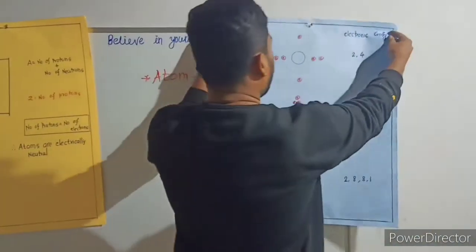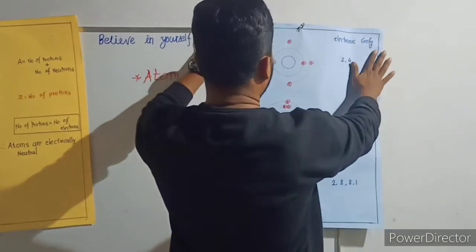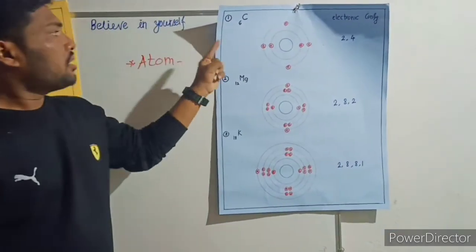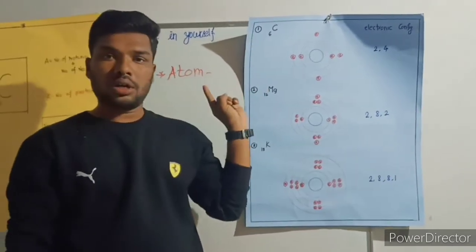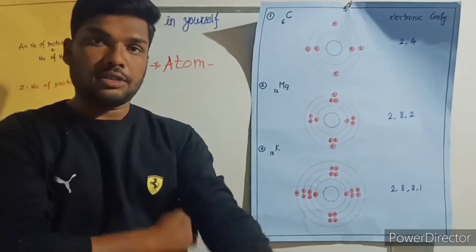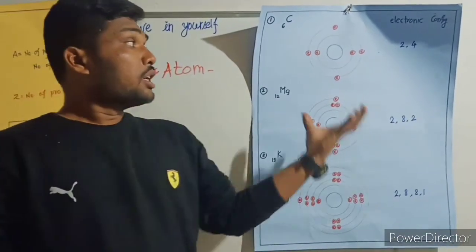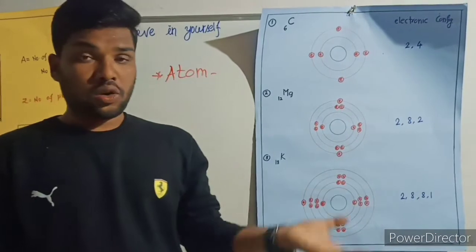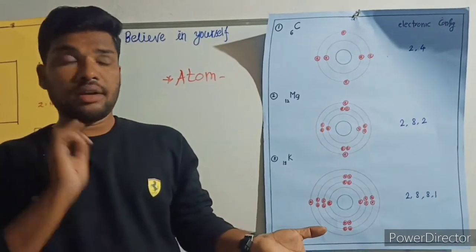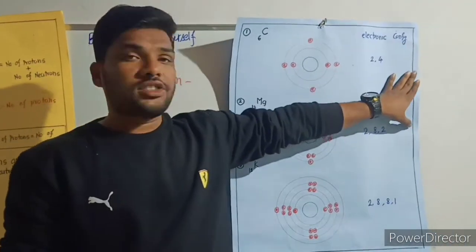It is visible to all. See here. I have taken carbon. You know that carbon has atomic number 6. Means carbon has 6 electrons. Now, these electrons we have to distribute in the cells. Before that, we have to find out the electronic configuration.